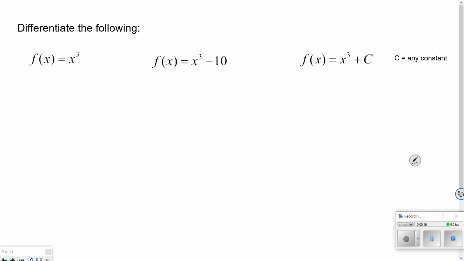But just to introduce this, I want you to take just a second, look at these three examples and take the derivatives. So pause the video, take the derivatives, and then come back and we'll talk about them together.